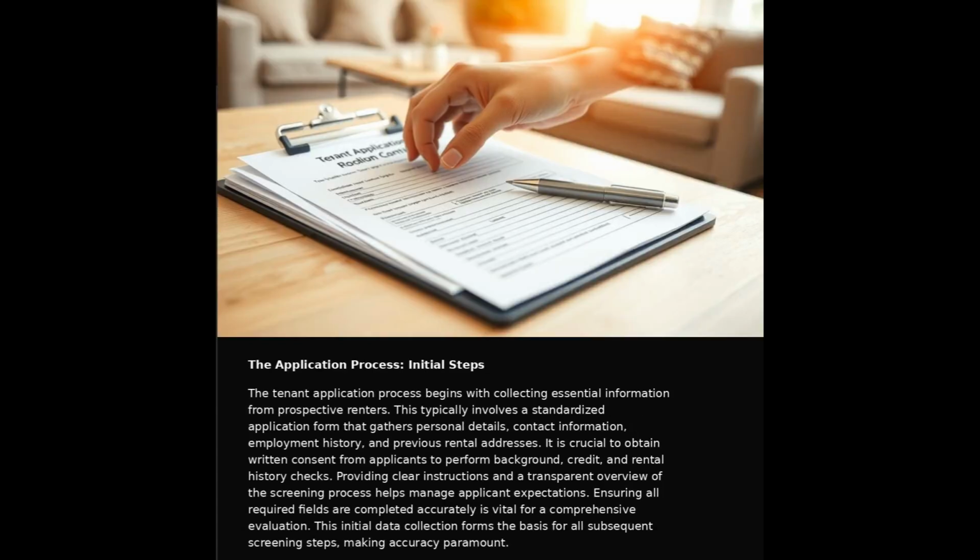The application process, initial steps. The tenant application process begins with collecting essential information from prospective renters. This typically involves a standardized application form that gathers personal details, contact information, employment history, and previous rental addresses. It is crucial to obtain written consent from applicants to perform background, credit, and rental history checks.